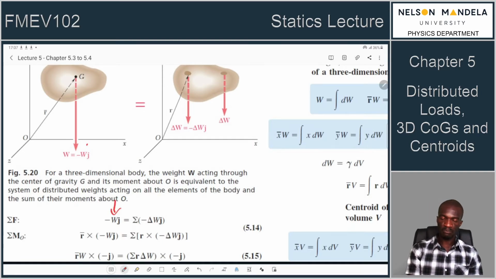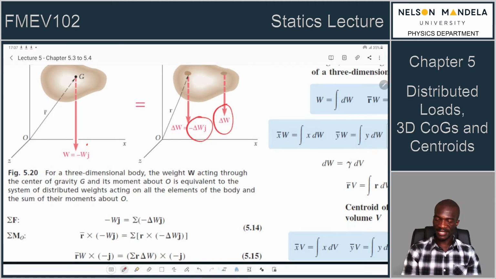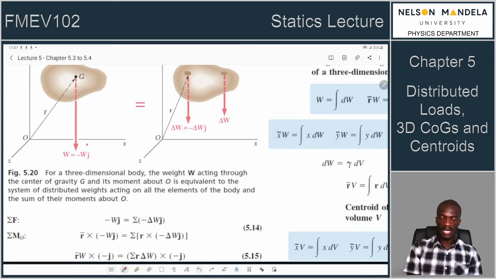So this is the magnitude. The big weight, the sum of all forces in the vertical, is the big weight in the minus J direction. This is equal to a summation of all the small weights in the negative J direction. So this would be the magnitude of the small weights. The moments about the point O, which is the origin, are given by your R cross F. So this would be your R cross the total weight.